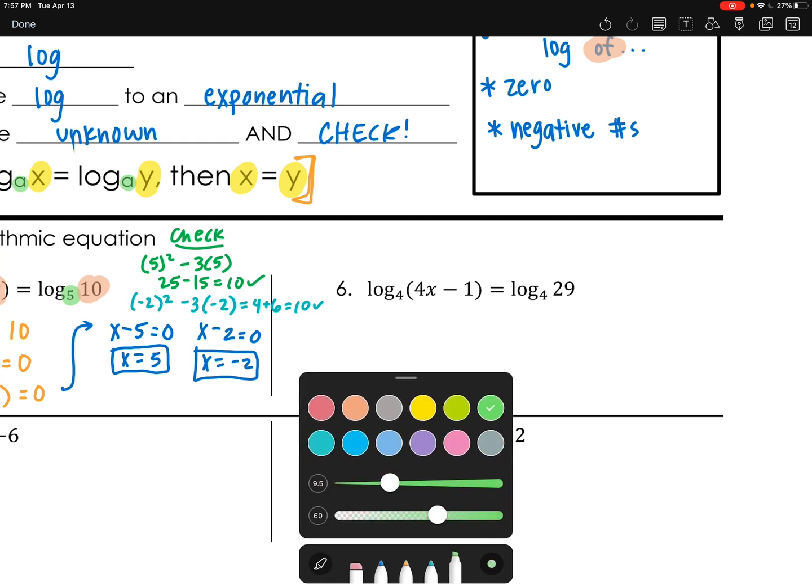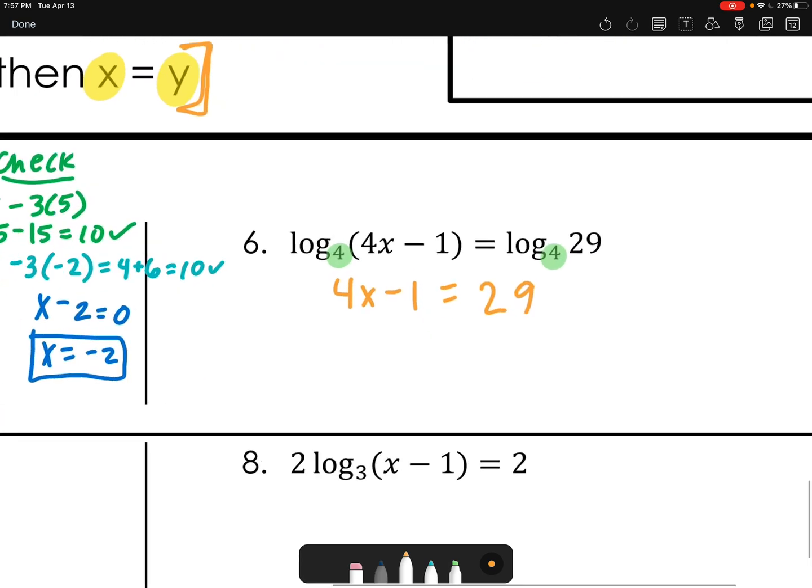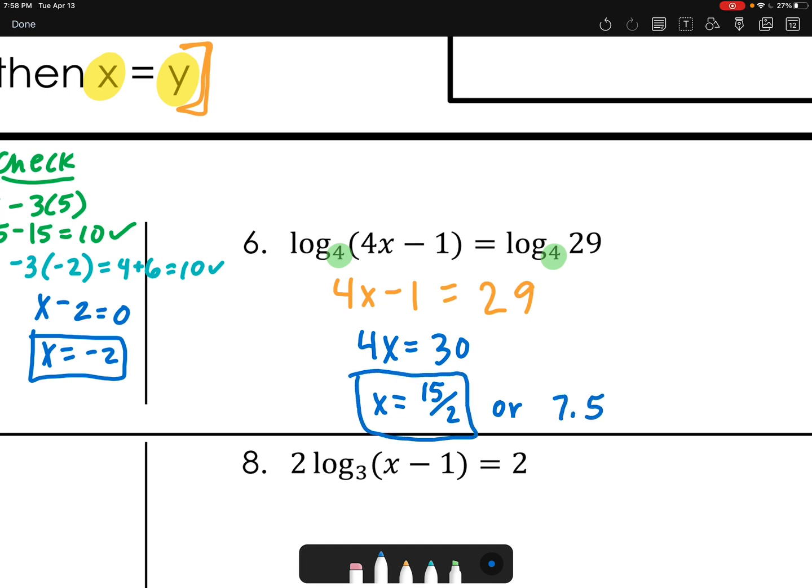Okay, so here we also have the same bases, 4 and 4. So I can set their arguments equal to each other: 4x minus 1 equals 29. And I'm just solving for x. Unlike number 5, there's no quadratic happening here. So I can just go right into 4x equals 30, and then x equals 15 over 2, or you could have said 7.5. Okay?